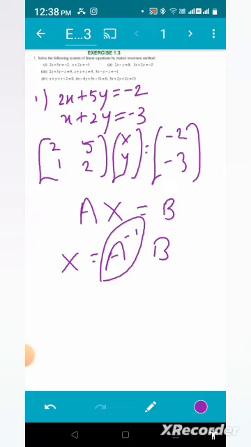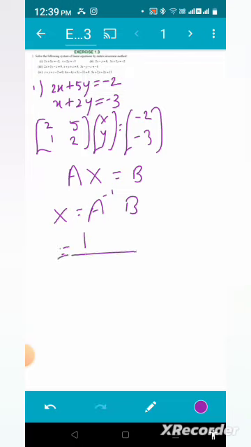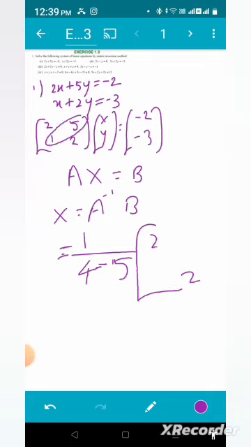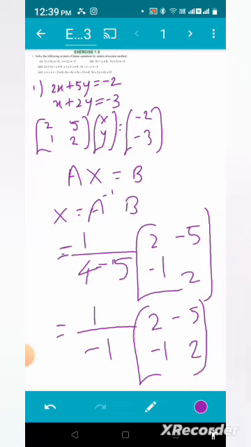Using the simple method of finding the A inverse value, that is 1 by the determinant of A. The determinant is 2 into 2 is 4 minus 5. Then the two numbers are interchanged, 2, 2. Then the other two numbers get minus symbols, minus 5, minus 1. So 1 divided by minus 1 into 2, minus 5, minus 1, 2. This is the A inverse.